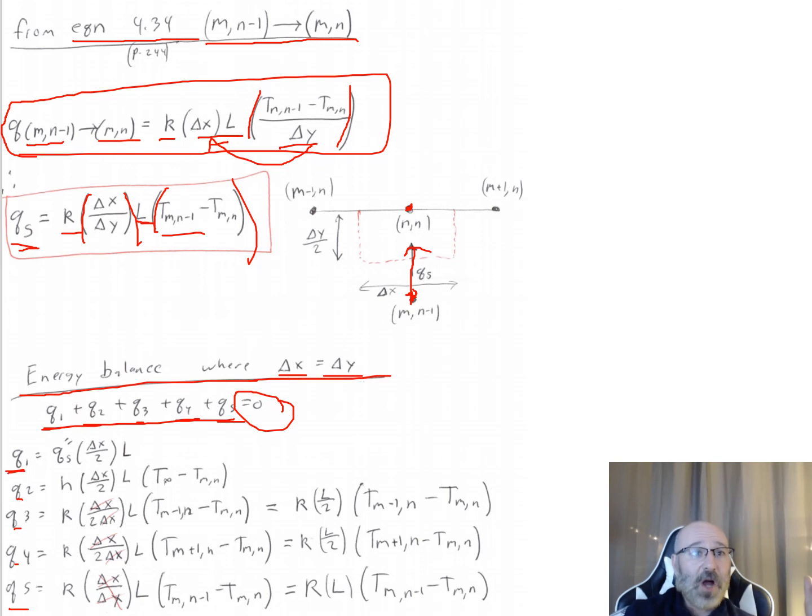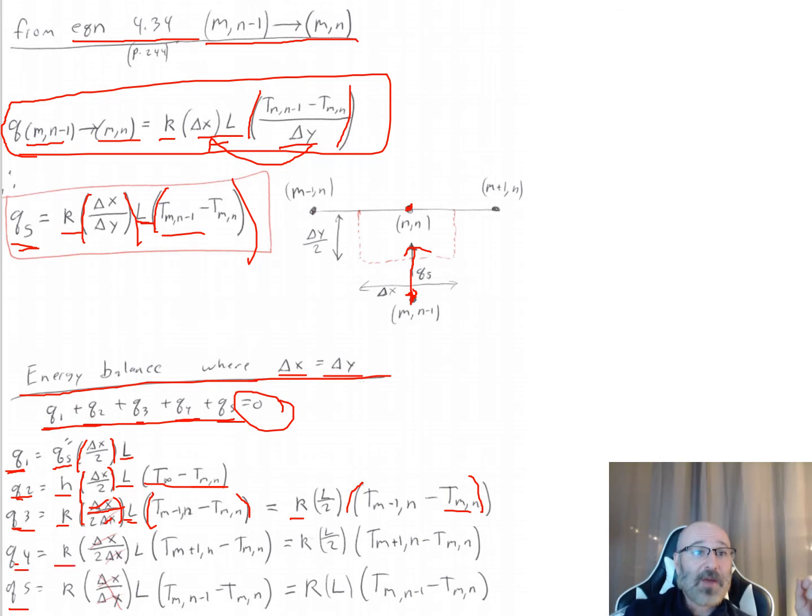So I know that my Q1 is equal to my heat flux times my delta X over 2 times L. My Q2 is equal to my h value for convection times our delta X over 2 times L times my temperature difference between my surrounding temperature and that node temperature. My Q3 is equal to my thermal conductivity times my delta X over 2 delta X. Those delta X's will cancel, times an L value times the temperature difference between the nodes. So I can reduce that down, cancel those, equal to K times L over 2, times now my temperature difference between my temperature at node m minus 1, n and my center node T of m, n.